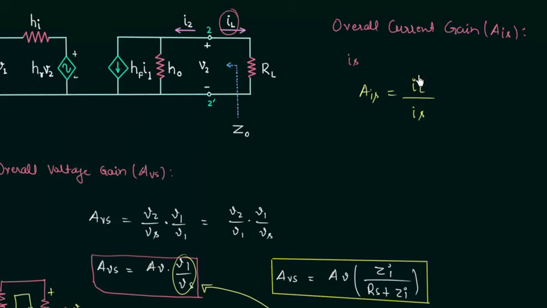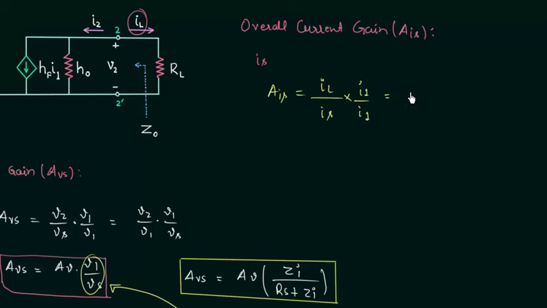I will multiply the numerator and the denominator by the input current I1. So we have I1 by I1. We can also write it as the load current IL divided by the input current I1 multiplied with the input current I1 divided by the source current Is. The load current IL is equal to minus I2.